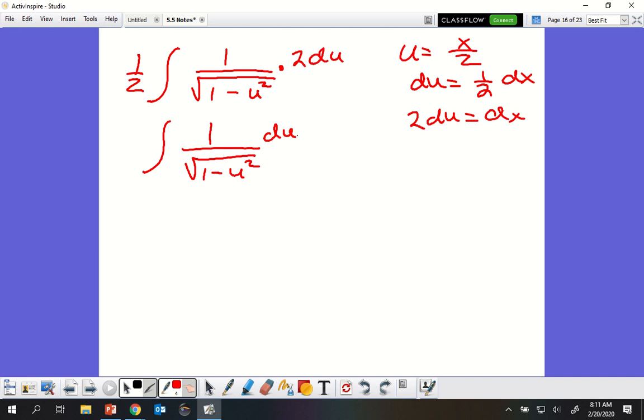We said it's going to be arc what? Arc sine. So this is going to turn into arc sine. So integral, so arc sine of u. Am I forgetting anything? Plus c.